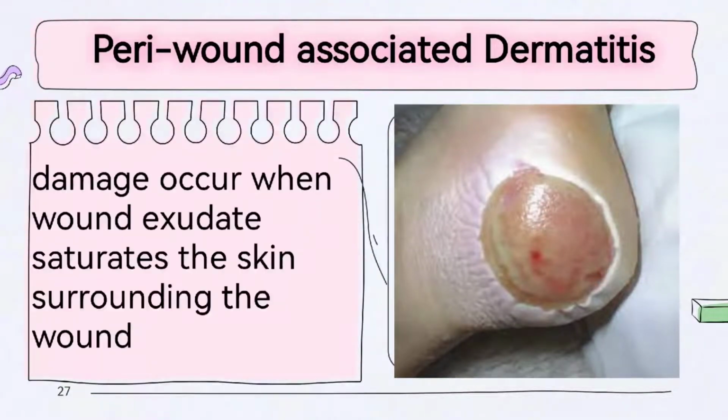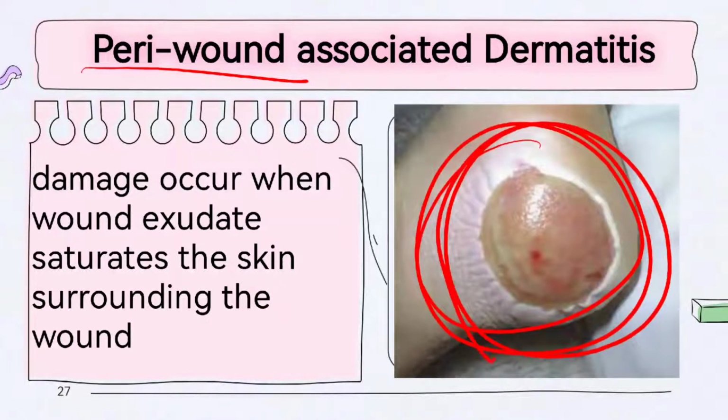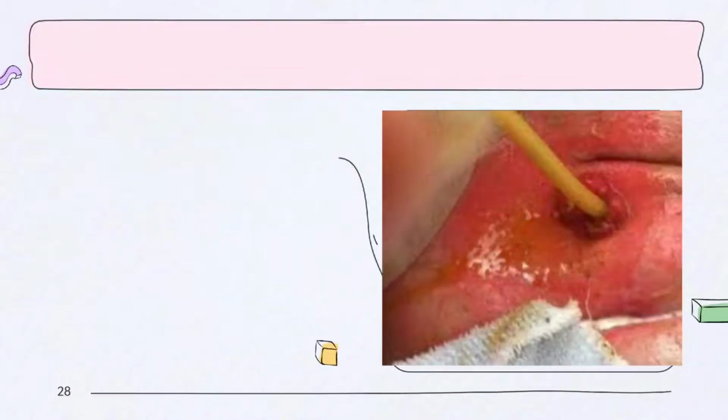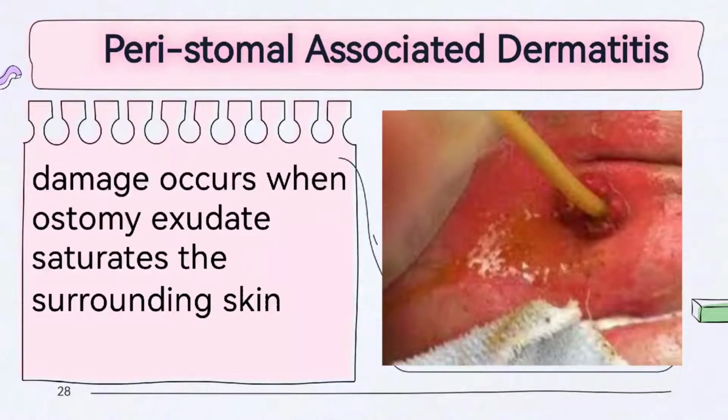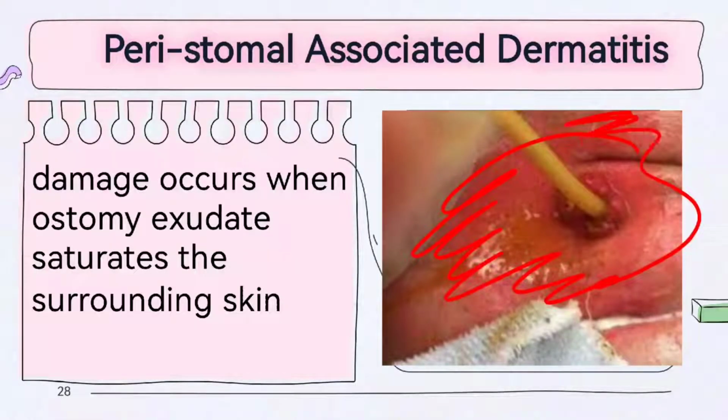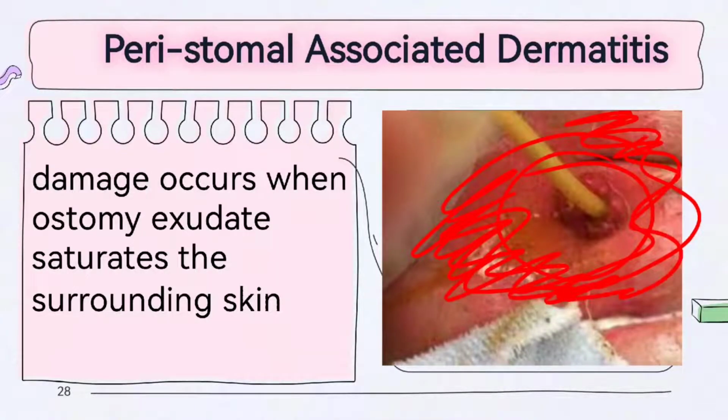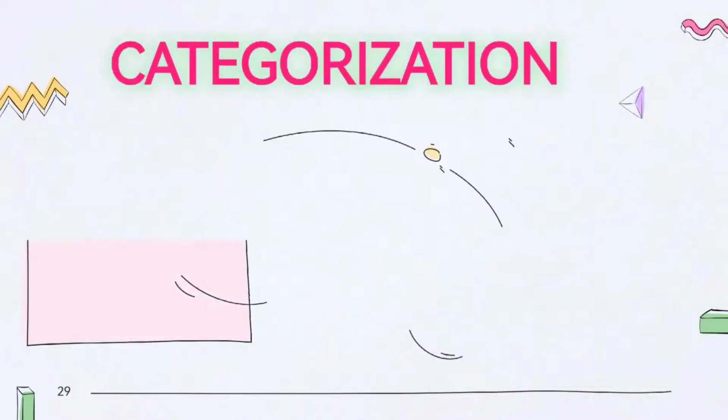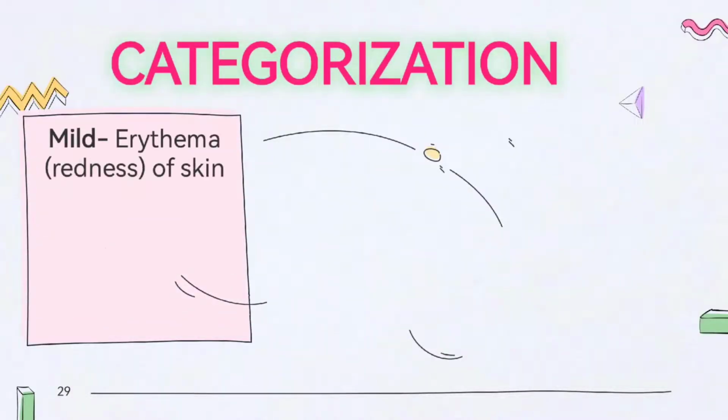Now, the third one is what we call the peri-wound associated dermatitis. Now, what happens? Irritation surrounding the wound, because the drainage comes from where? The wound itself. Okay, the drainage comes from the wound itself. Now, next we have the peristomal. Peristomal irritation in the surrounding area happens because of the ostomy. This is an example of a PEG tube. And then the surrounding areas are very red. Okay, that's your 4 types of moisture-associated skin damage.